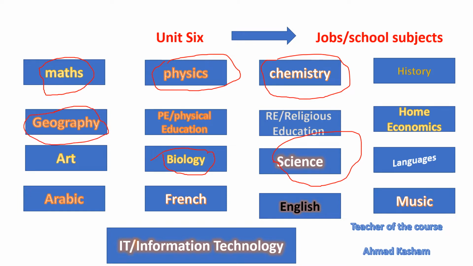In geography, as you know, we study about countries, cities, maps, about nature, rivers, mountains, etc. Now we have PE. What's PE? PE means physical education. This is a sport. Now, RE. RE means religious education. In religious education, we study about different religions.